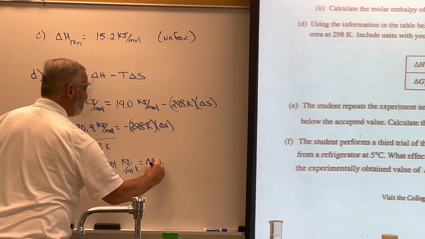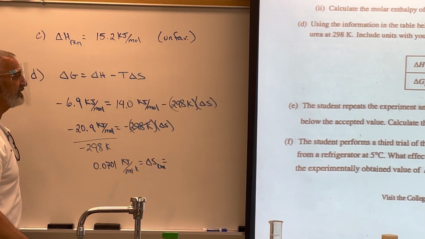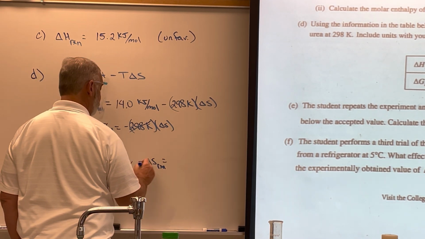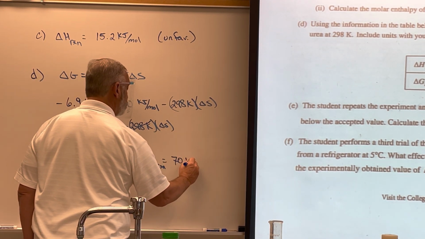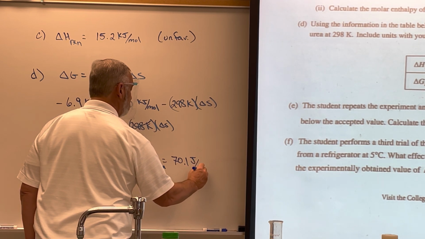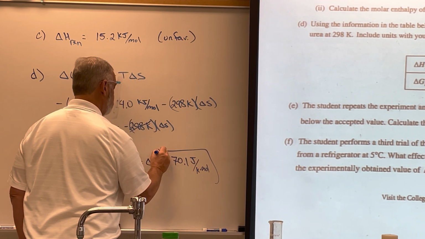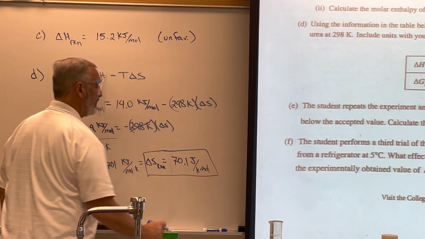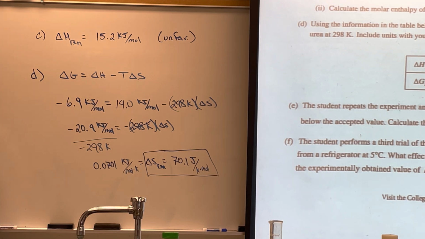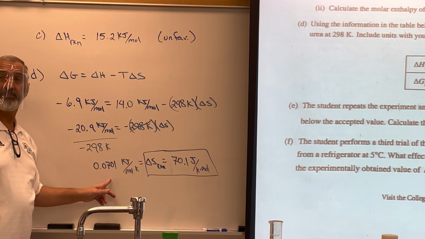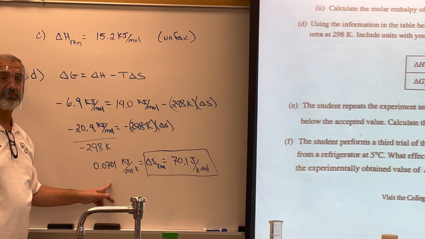Now delta S is almost always in joules. Does it even tell us what units? It just says include units to make sure you know whether it's kilojoules or joules. Most of the time you're going to find it being 70.1 joules per Kelvin mole. That's the most common way of expressing that. Now, because it doesn't specifically say, you don't have to do this conversion. You could have left it just like this and been 100% right. Okay?